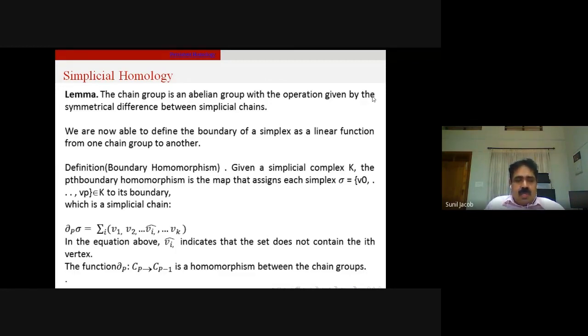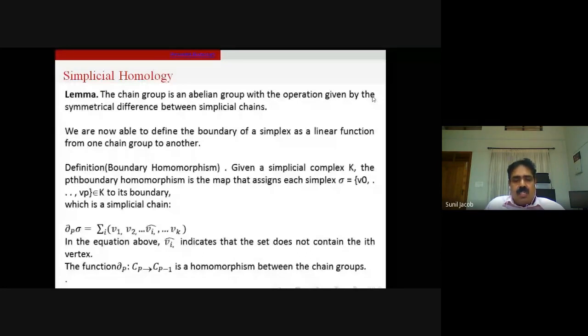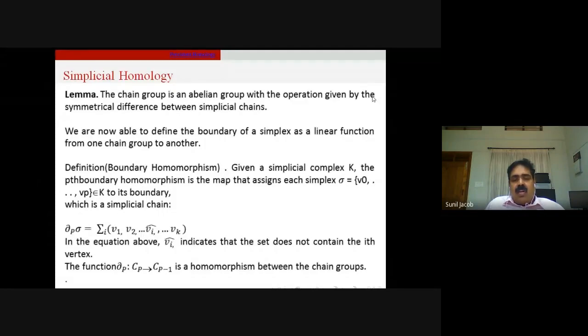We have now defined a chain group, and now we define the boundary. In fact, we can prove that this boundary is going to be a homomorphism. The boundary is defined as follows: given a simplicial complex K, the pth boundary homomorphism is the map that assigns to each simplex its boundary. If you have a simplex with the vertices V0 through Vp, then its boundary is given by delta p sigma, the summation of the simplices V0, V1, ..., Vi-hat, ..., Vp. Here Vi-hat stands for that particular vertex not being present in that entry. That means in the summation, the first term V0 will be absent, in the second term V1 will be absent, and in the ith term Vi will be absent.